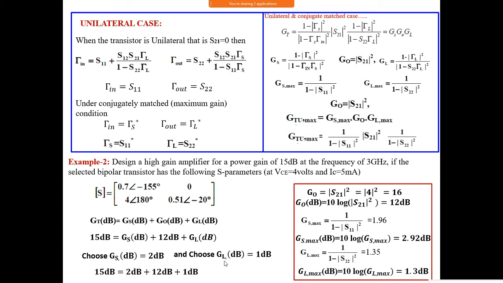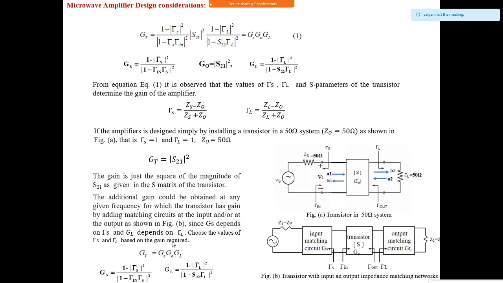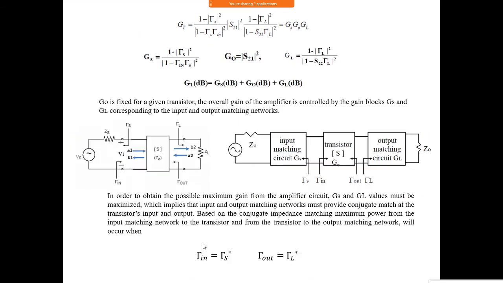Here I want GL of 1 dB and GS of 2 dB. Then how do we get that 1 dB and 2 dB? That is from the impedance matching network. I want 2 dB here. If you want 2 dB, what is the value of gamma S? How to choose the value? 2 dB means what is the value of gamma S? Similarly, I need GL equal to 1 dB. 1 dB means what is the value of gamma L?